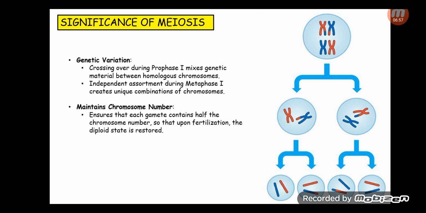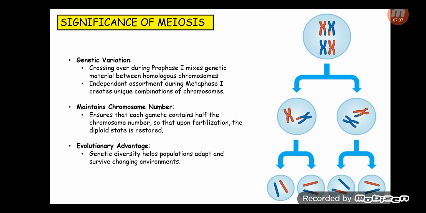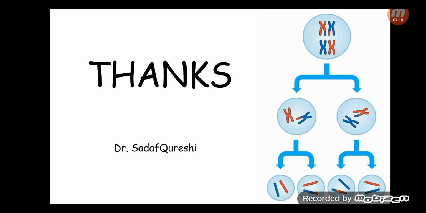The second significance of meiosis is it maintains chromosome number. That ensures that each gamete contains half the chromosome number, so that upon fertilization the diploid state is restored. And also it has an evolutionary advantage in which genetic diversity helps populations adapt and survive in changing environments. So this was about the meiosis process and steps.